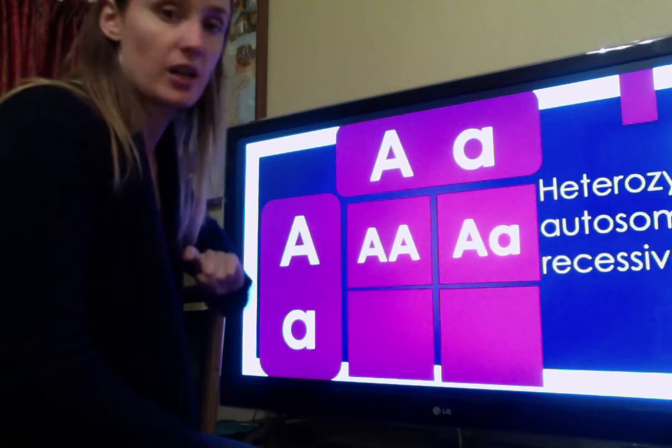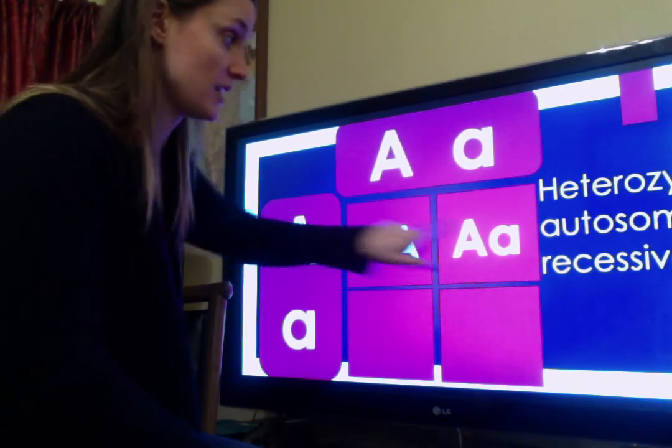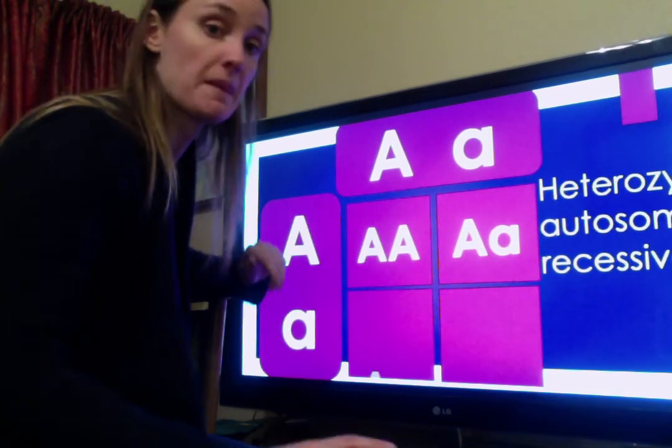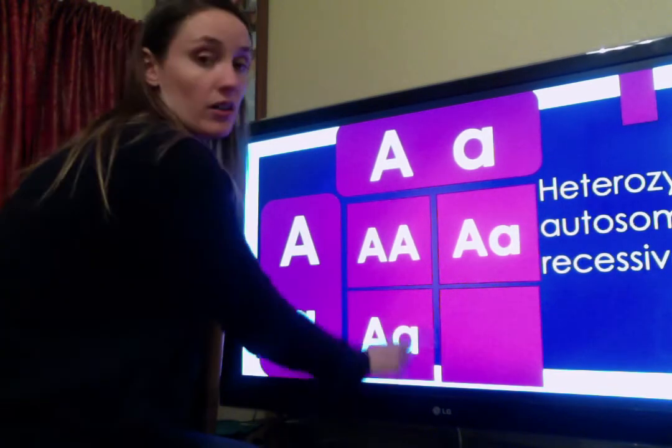So this one becomes a carrier. This is not a carrier, and it does not have the trait. This is a carrier. It does not express the trait though. Once again, big A here, little a here. So this is also a carrier.